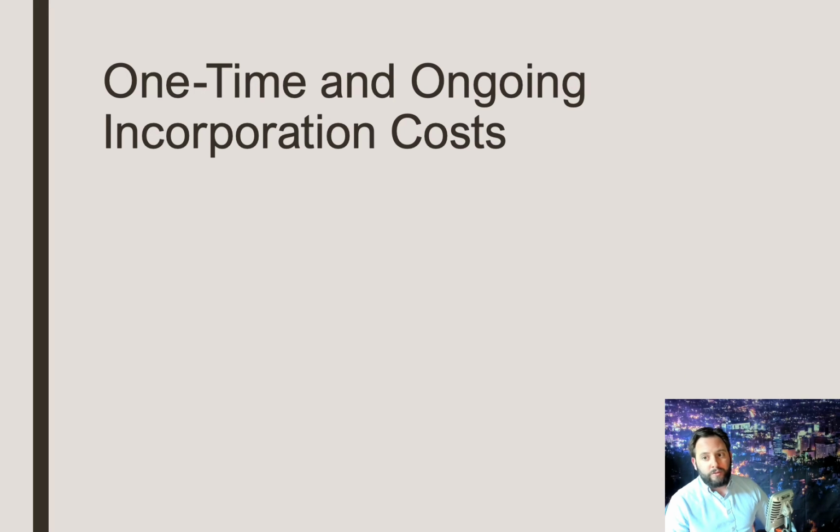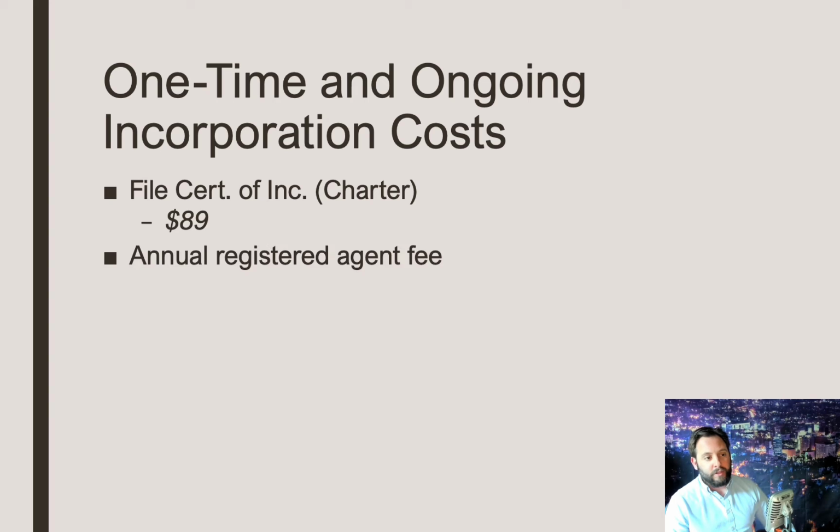Let's talk about cost for a minute. We have to pay for all these things. The first cost is filing the certificate of incorporation, also known as the charter. It's about $90, depends year to year. There's an annual registered agent fee.